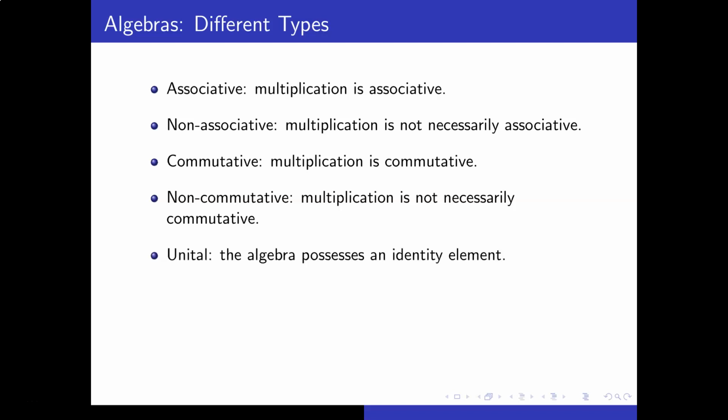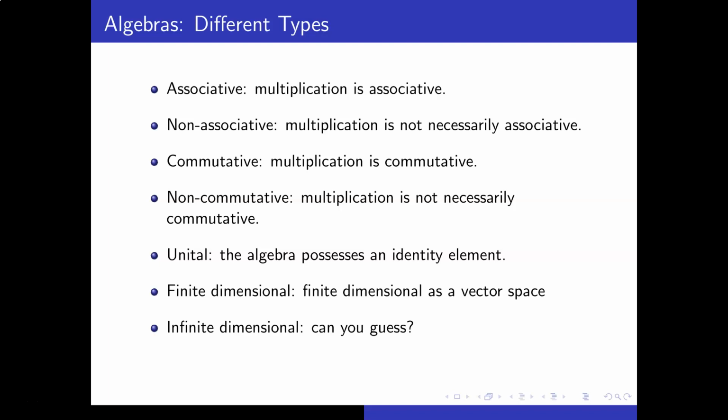We will talk about unital algebras, algebras that possess an identity element. Again, there's not a requirement that it does, but as with the ring case, if you're in an associative case, you can sort of force it into one that does have an identity, but it's not a requirement.